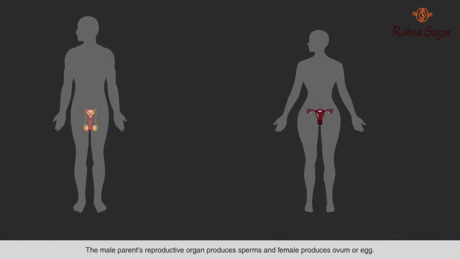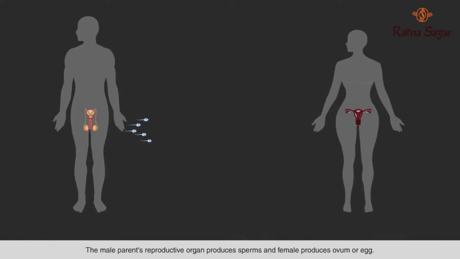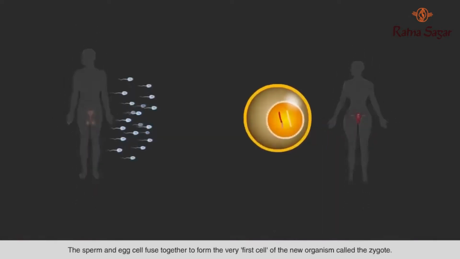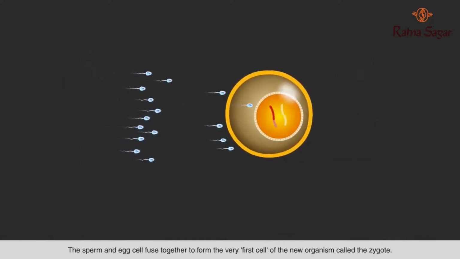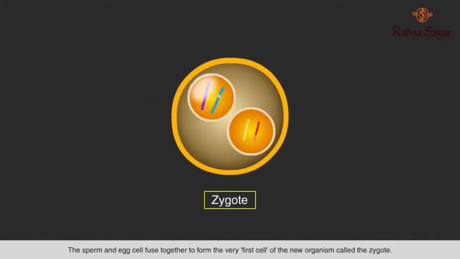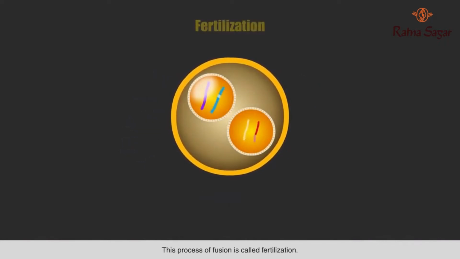The male parent's reproductive organ produces sperm, and the female produces an ovum or egg. The sperm and egg cell fuse together to form the very first cell of the new organism, called the zygote. This process of fusion is called fertilization. The fertilization process can occur inside or outside the organism's body.